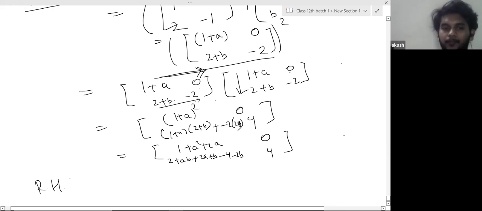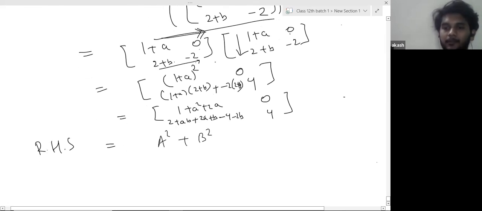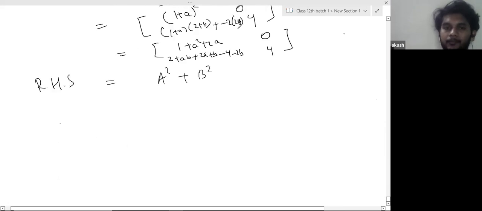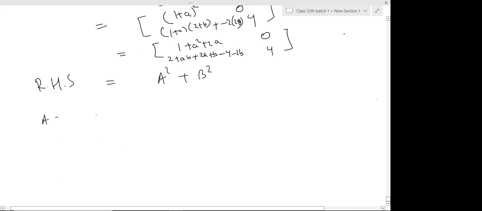Now RHS. RHS says this is A square plus B square. What is A matrix? Can someone tell me? 1 minus 1, 2 minus 1. All right.